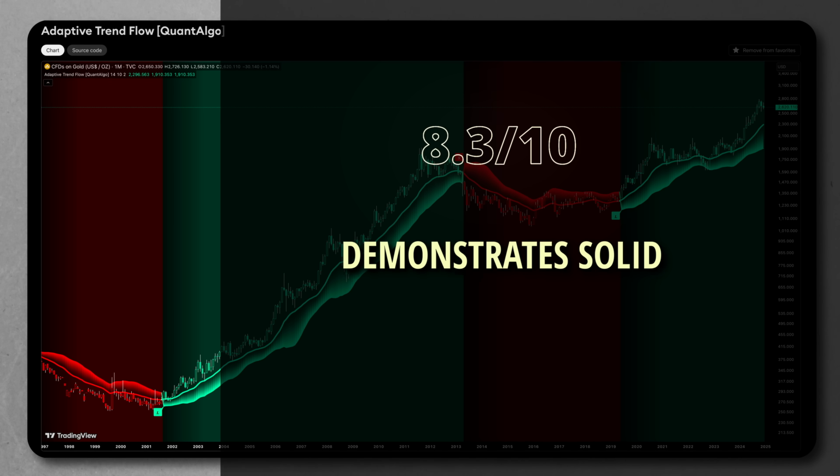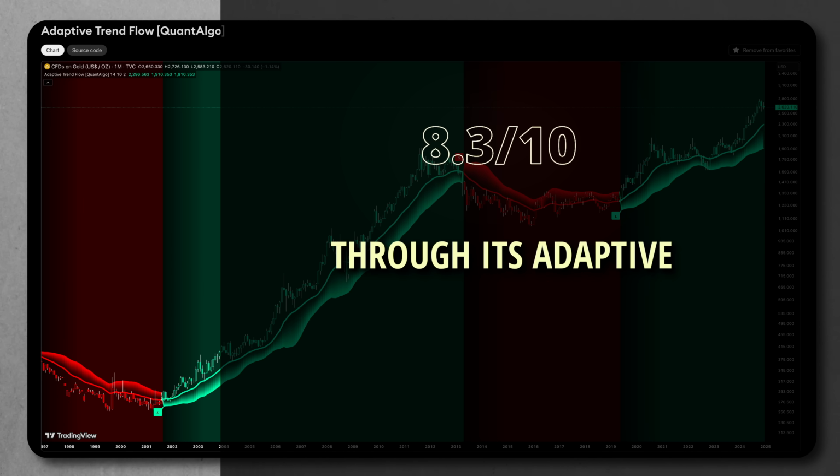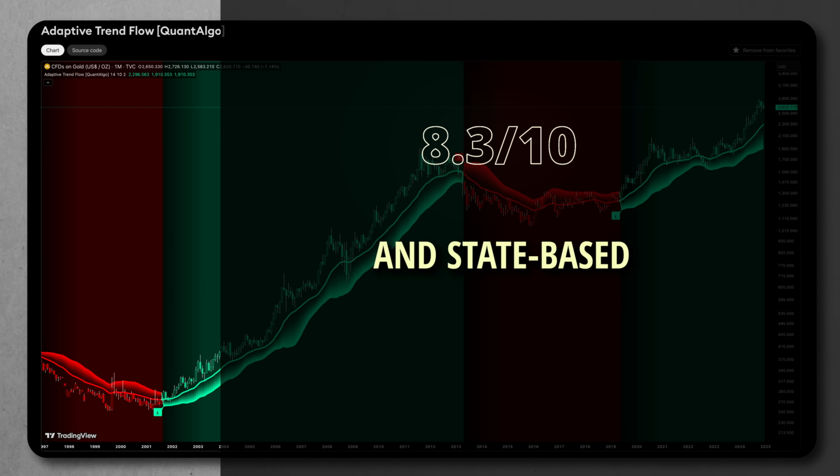The indicator demonstrates solid technical foundation through its adaptive volatility approach and state-based trend detection. The comprehensive visualization package enhances usability, though the system may struggle with choppy markets where frequent band touches generate excessive signals, despite its volatility adjustment mechanism.